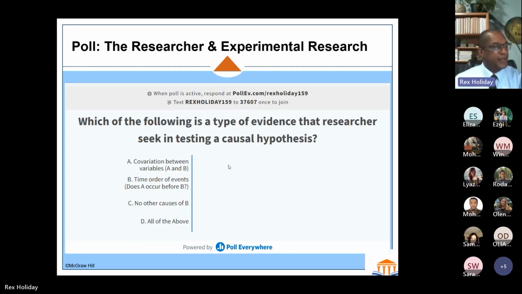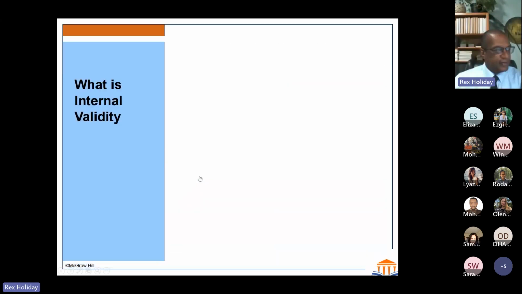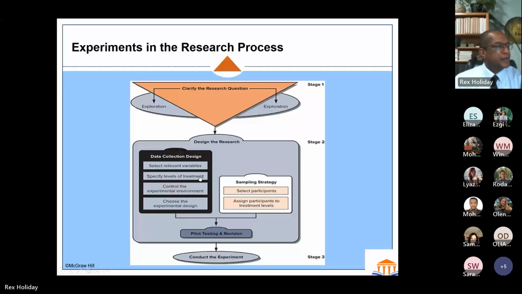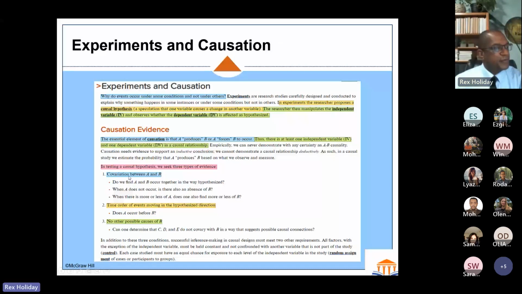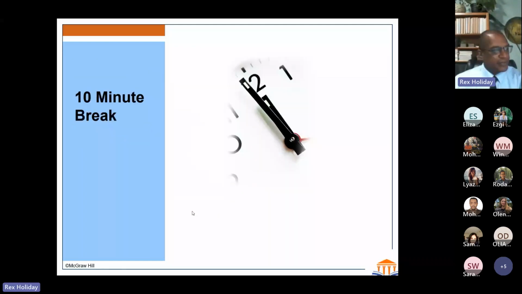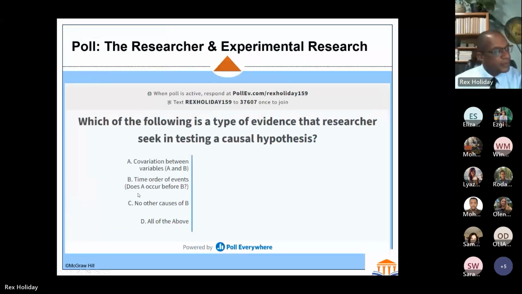Okay, so the answer is D, all of the above. And again, going back to the slide, we talked about covariation between A and B, time order of events, movement in the hypothesized direction, and then no other possible causes of B. So all 3 of these are evidences that the researcher would seek. So, yep, all of the above.